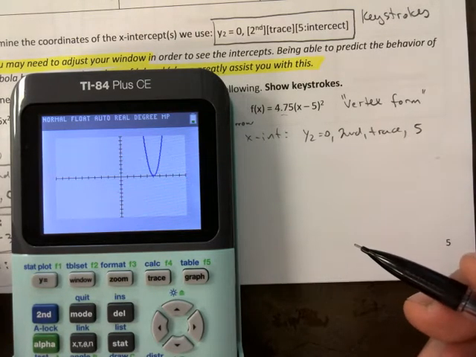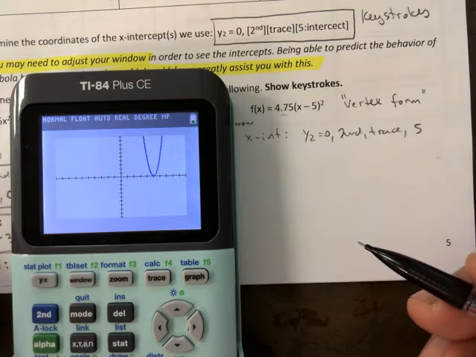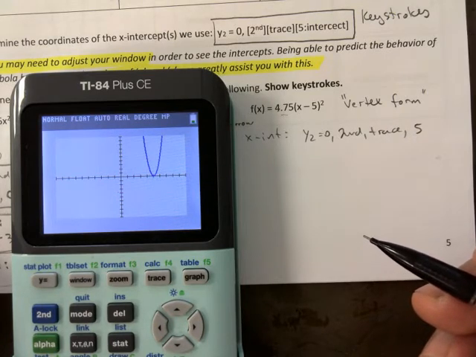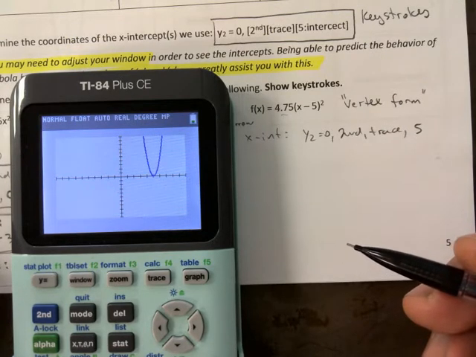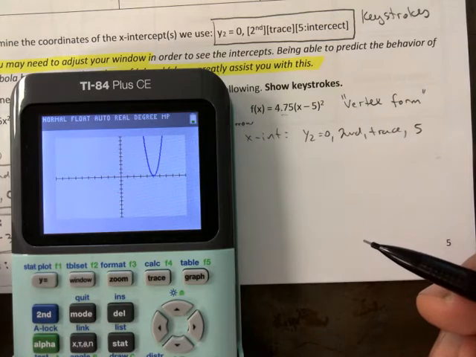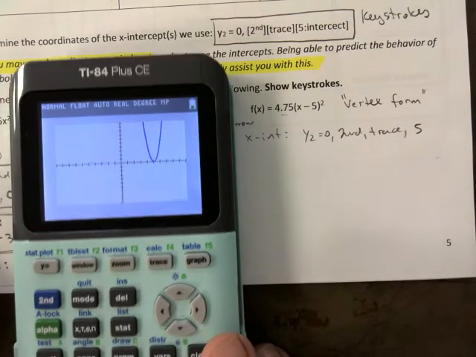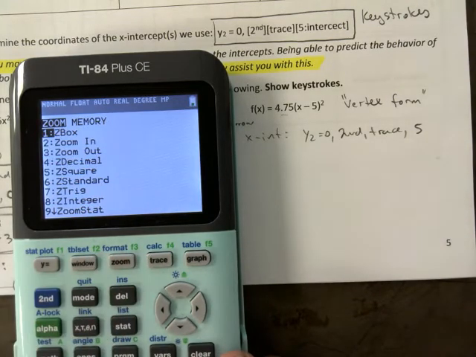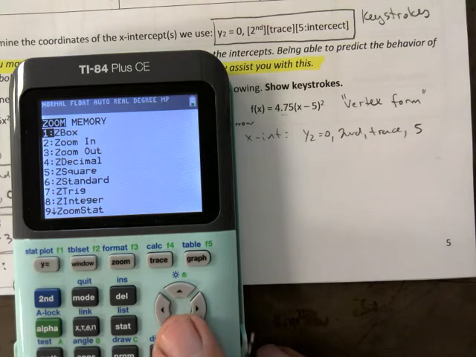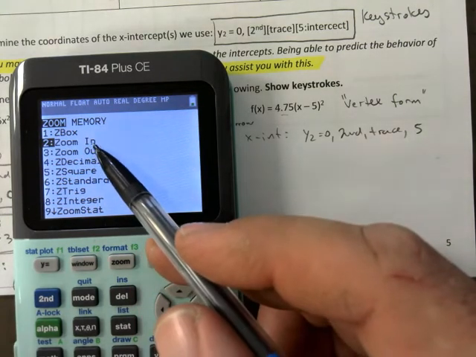It looks as though there's only one, correct? It could be none, though. We don't know. And I did this on purpose because I want you to figure out another feature, which is another zoom feature. Okay, so let's come with me and press zoom. And you have lots of zooms. We're not going to use them all, but you see zoom in, right? Zoom in, the second option.